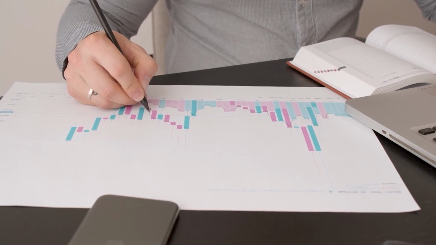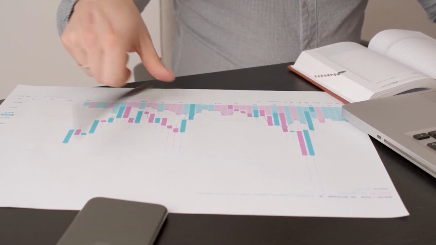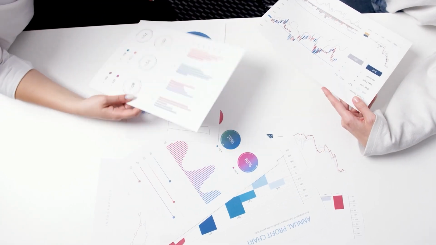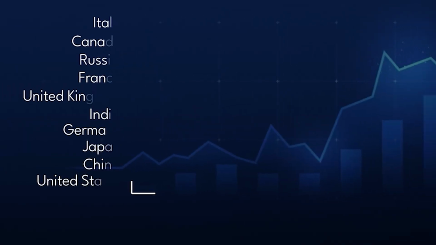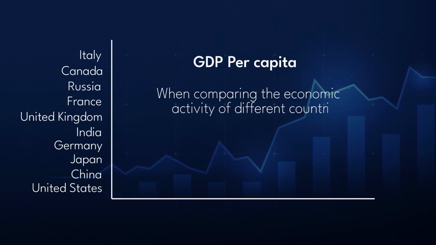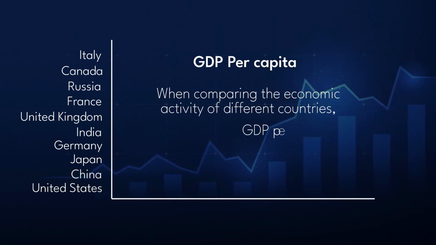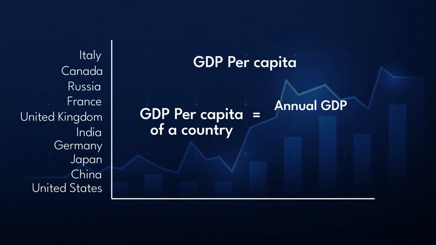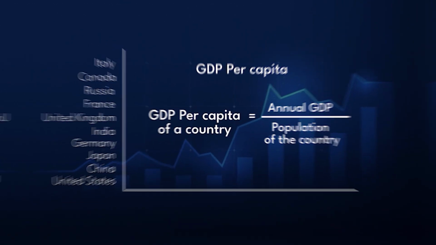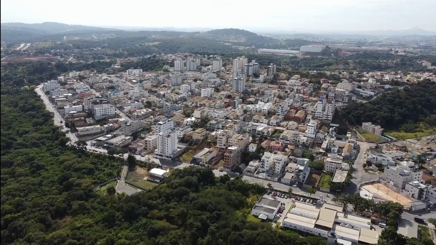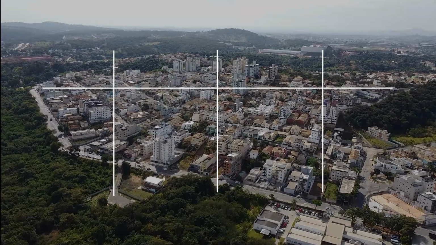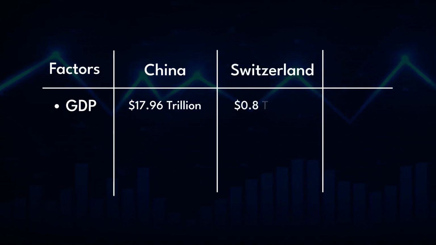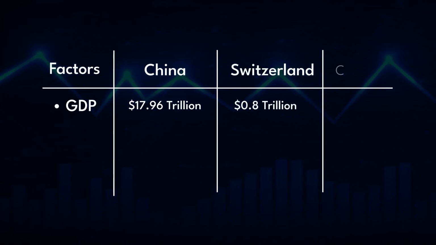Apart from GDP growth rate, there are several other economic measures that include GDP, often utilized by economists and financial analysts to provide a more comprehensive view of an economy's health. These include GDP per capita. While comparing the economic activities of different countries, GDP per capita measures the value output per person. This is calculated by dividing the annual GDP of a country by its population. Why does this matter? Because GDP alone doesn't account for population size. For example, in 2022, China's GDP was around 18 trillion, while Switzerland's was just 818 billion, or 0.8 trillion.